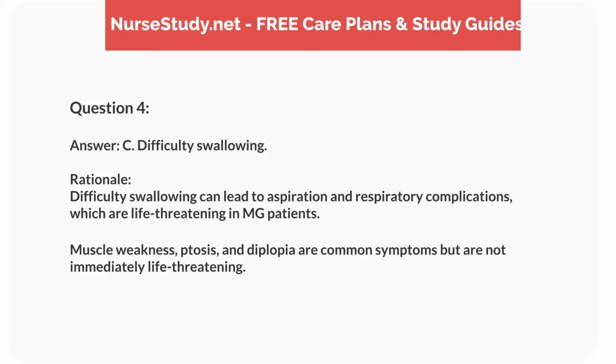Answer. C. Difficulty swallowing. Rationale. Difficulty swallowing can lead to aspiration and respiratory complications, which are life-threatening in MG patients. Muscle weakness, ptosis, and diplopia are common symptoms but are not immediately life-threatening.